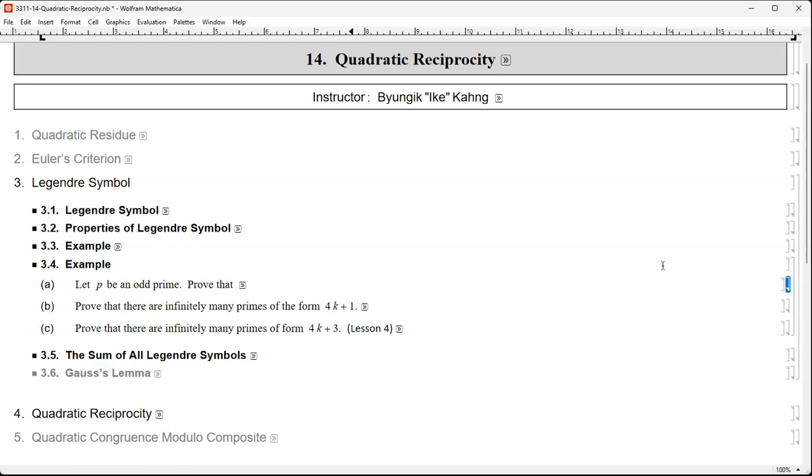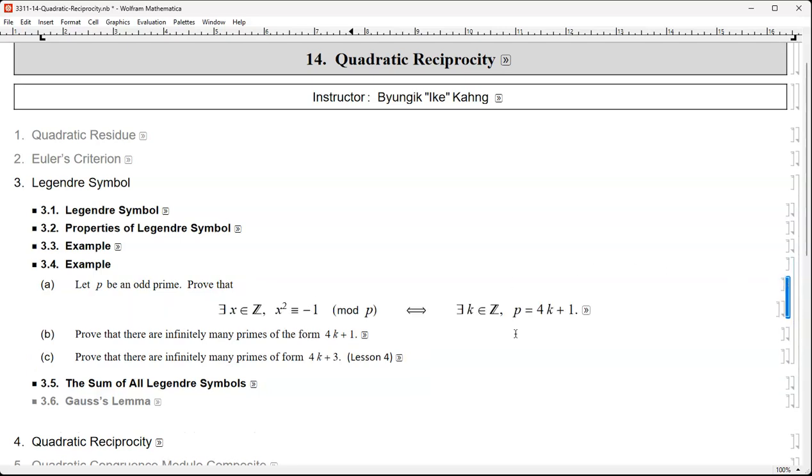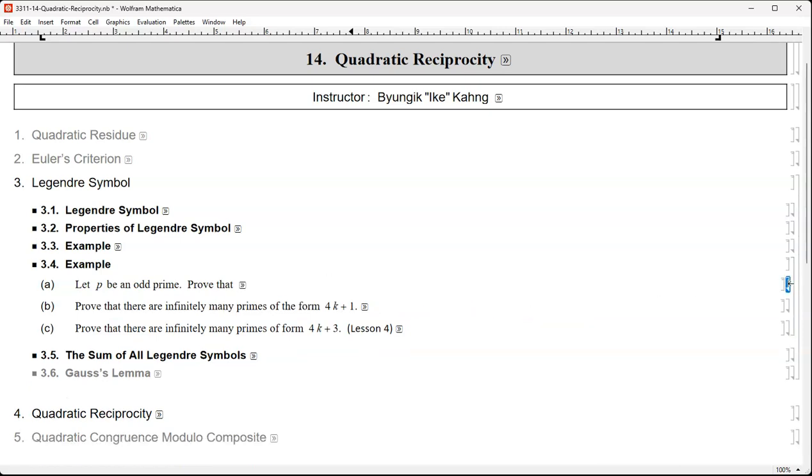Then what do you have? We went through the 4k plus 1 primes, and the condition for that. -1 is a quadratic residue there, and we used that to prove there are infinitely many primes of the form 4k plus 1. And then we already did in lesson 4 that there are infinitely many primes of the form 4k plus 3.